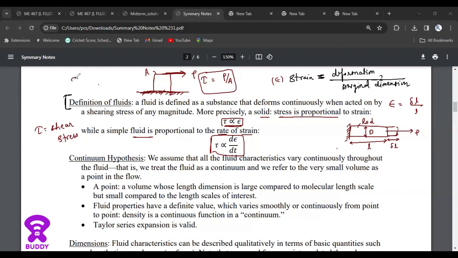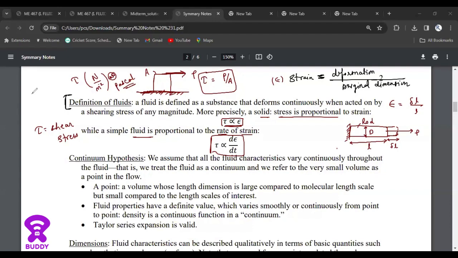And what is the unit of this shear stress? What is the load unit? Newton, right? Over area in meter square. So we call it Newton per meter square, or Pascal, because 1 Pascal is 1 Newton per meter square. Okay. Is this concept clear? Yes.